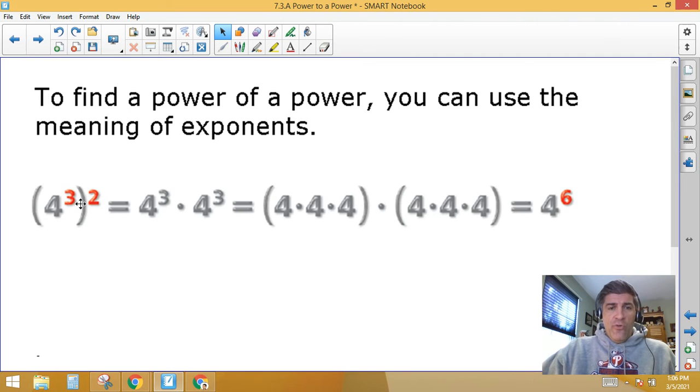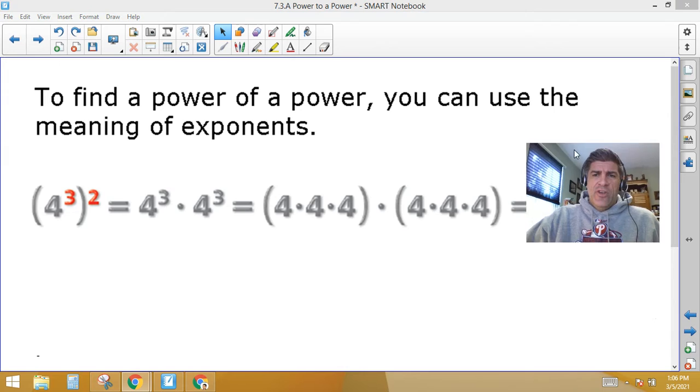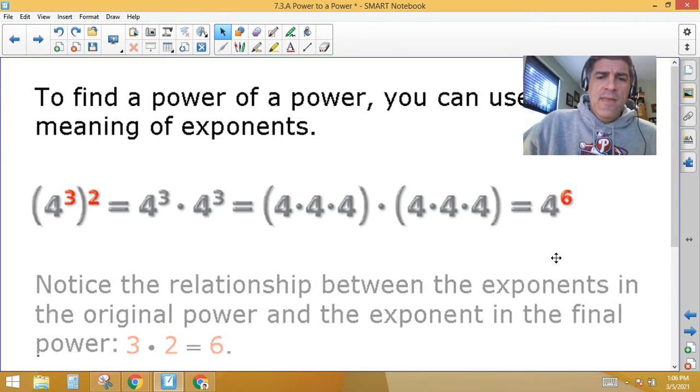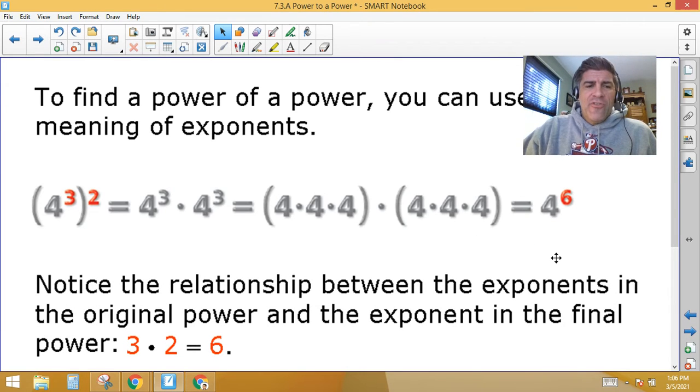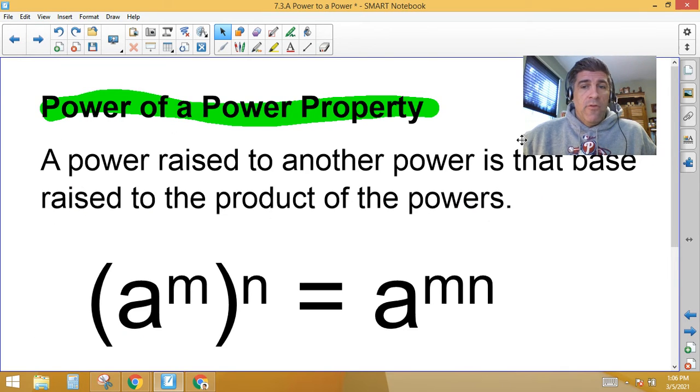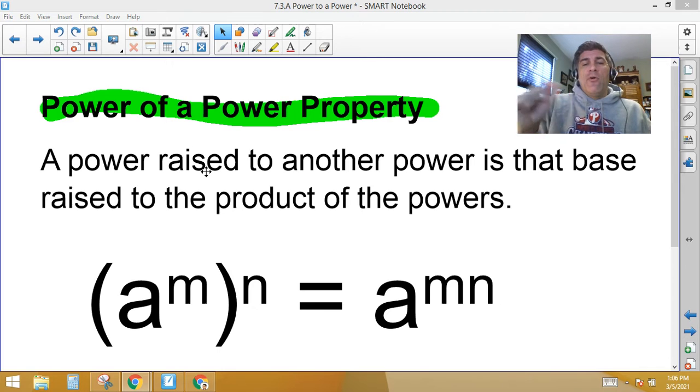So 4 cubed squared, that sounds really weird, I know, but 4 cubed to the second power is equal to 4 to the sixth. Do you see a shortcut here? What that means is that we can just multiply our exponents together if we have a power to a power, and that'll give us our new exponent. So here's the rule for power to a power. A power raised to another power is that base raised to the product of the powers.